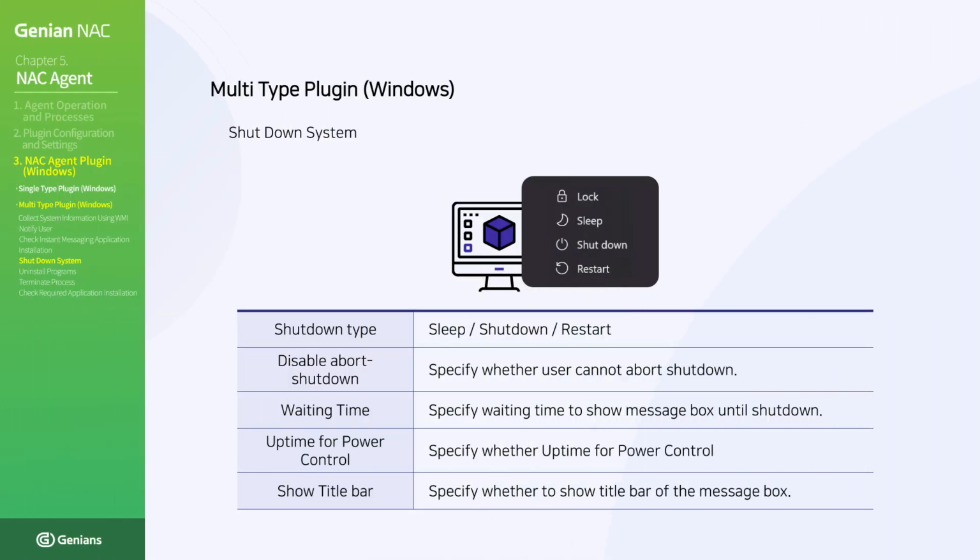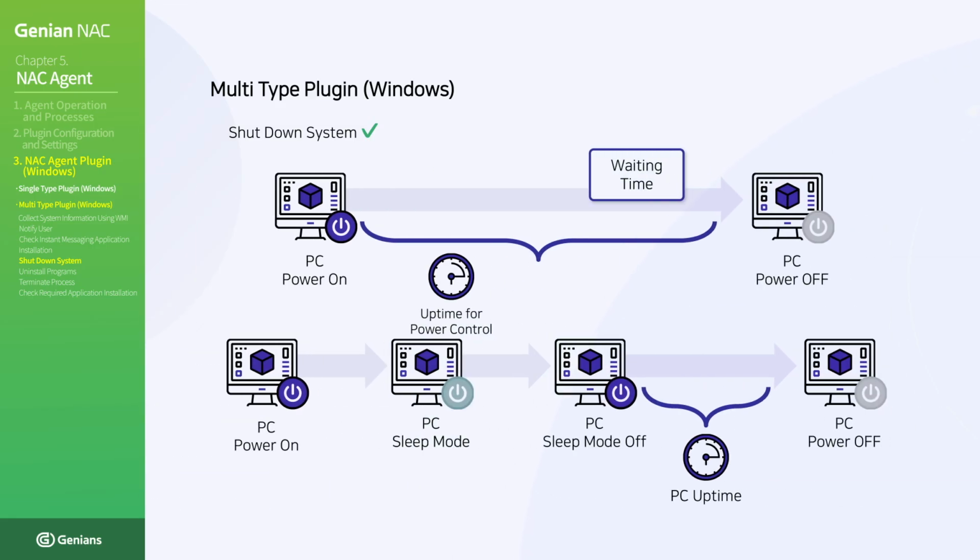The Shutdown System plugin enables the forced shutdown of a user's device. It operates in 3 modes: sleep, shutdown, and restart. To enable the Shutdown System plugin, you need to configure the Uptime for Power Control setting. The Uptime for Power Control specifies the duration the terminal has been operational. The plugin will only execute controls if the endpoint device uptime exceeds the configured duration.